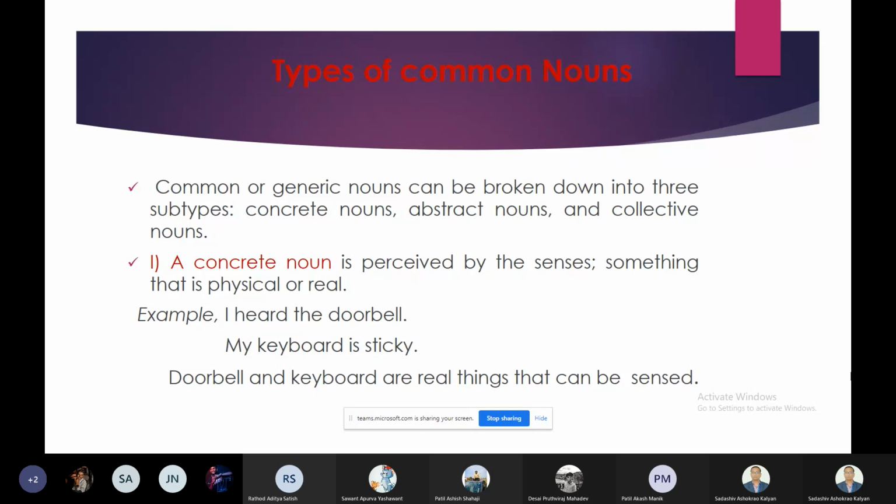One example here I have given. I heard the doorbell. My keyboard is sticky. These two things, the doorbell and the keyboard, are considered real things that we can sense here. We can see the keyboard and we can also see the doorbell, which are considered concrete nouns.